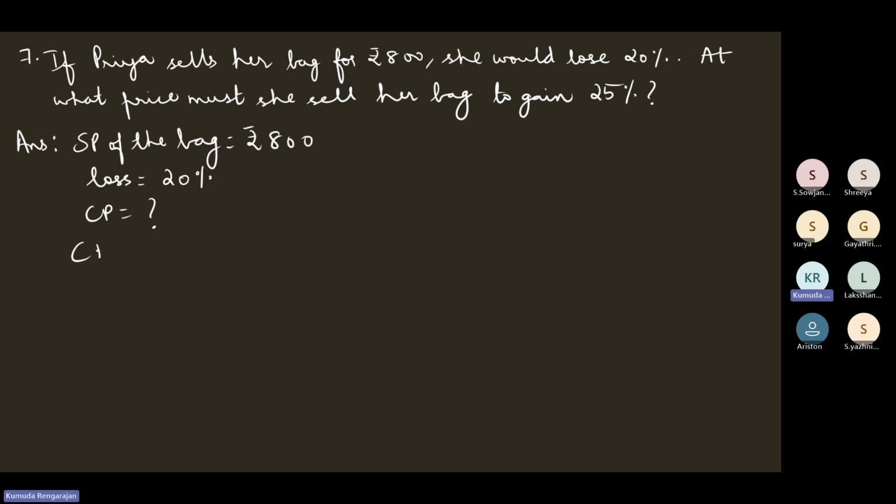Find the CP and tell me. Using SP and loss percentage, find the CP and let me know what you get.